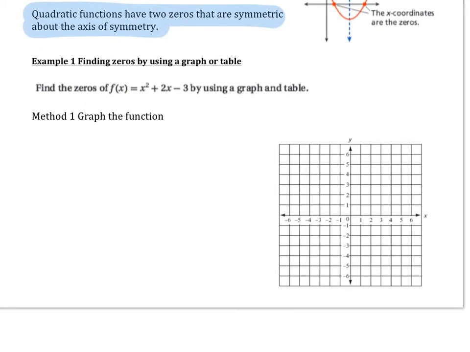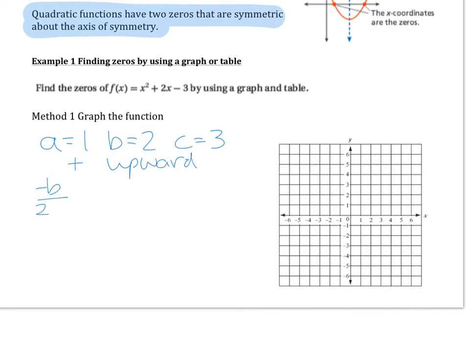So the first thing we're going to do is use a table, and then when we go to graphing, we're just going to use Desmos. So graphing the function, find the zeros first by using a graph or a table. So the first thing we need to do is graph this, and we graph it like we did in those last sections. Our a is positive, so it opens upward.